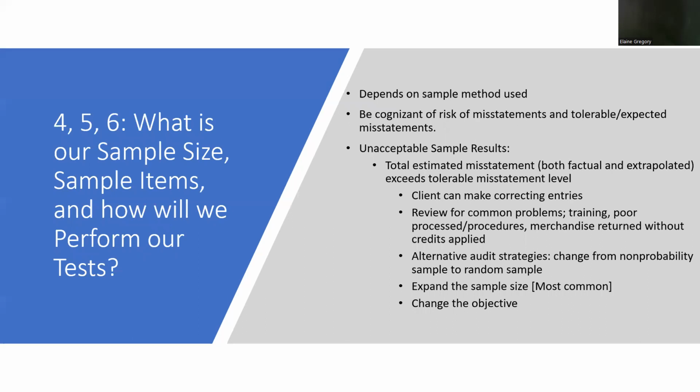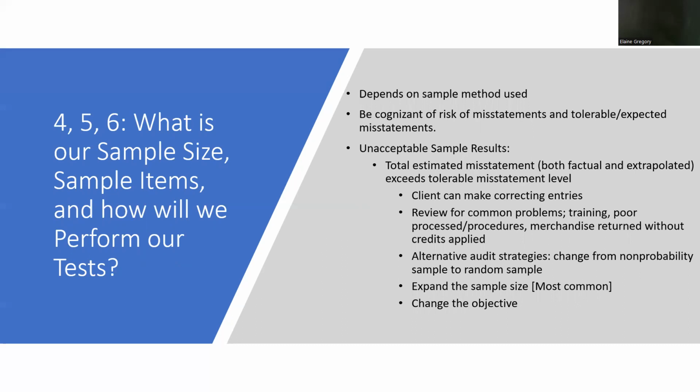Steps 4, 5, and 6 are, what's the sample size? Okay, you've got to go to step 3 to determine that. Then perform your tests. Now, what if you find some unacceptable results? You find some errors. Again, that total estimate misstatement, which is our threshold, cannot exceed the tolerable level.